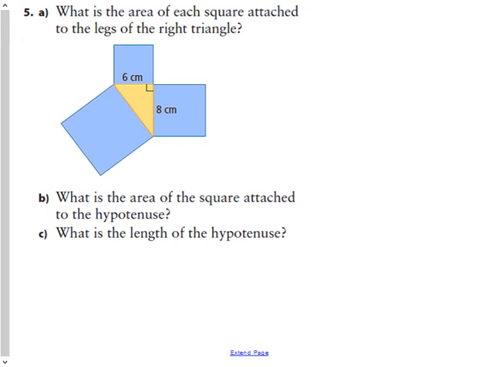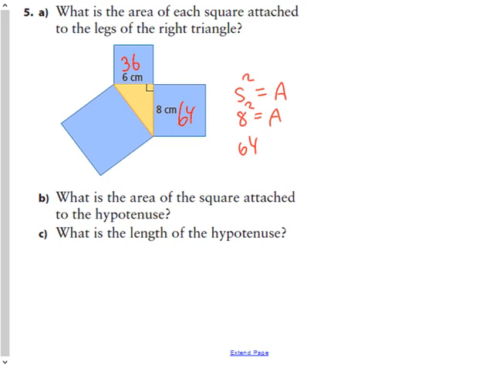Your next question, question 5, says, what's the area of the square attached to the leg of the right triangle? So the first thing I'm going to do is put the area of the squares that I know. So that's 36 here, because 6 squared would be 36. And since the area of a square, remember, is represented by the formula side squared, if the side length is 8, then the area is 64.